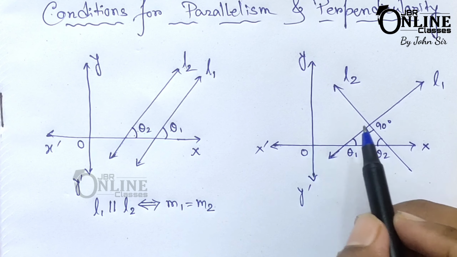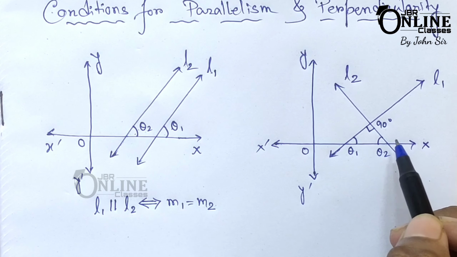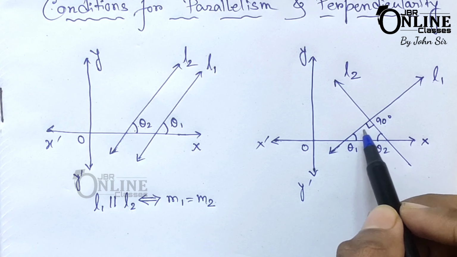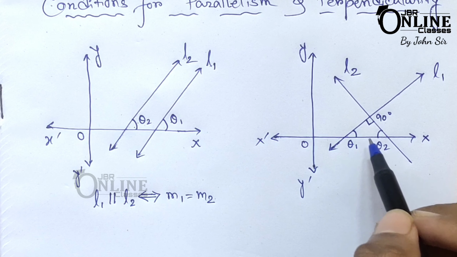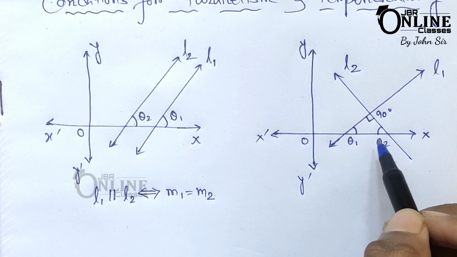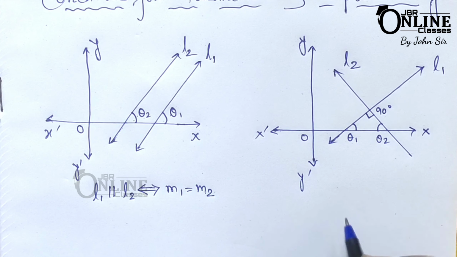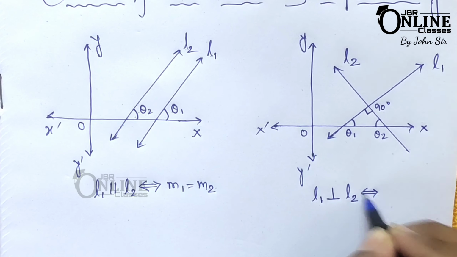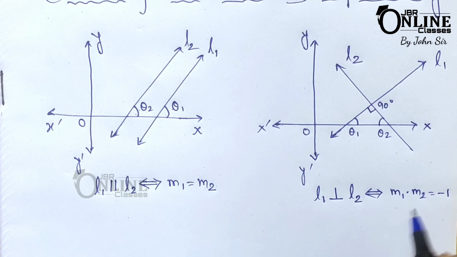Now the next theorem: here are two non-vertical lines L1 and L2 with slopes m1 and m2. They are perpendicular to each other if and only if m1 into m2 equals -1. That means L1 is perpendicular to L2 if and only if m1 into m2 equals -1. So that is the condition.